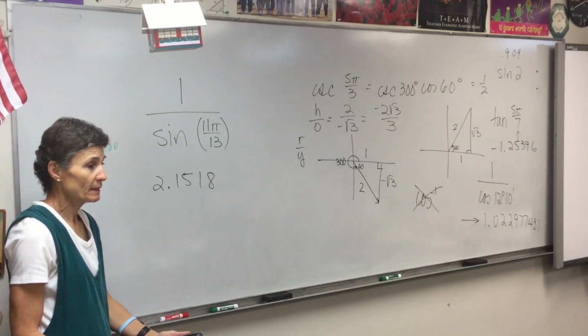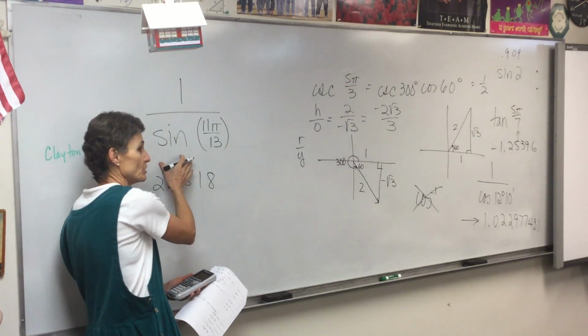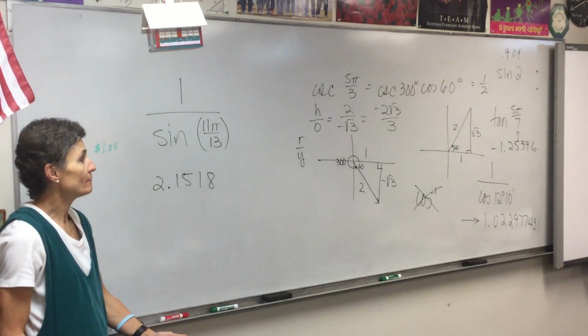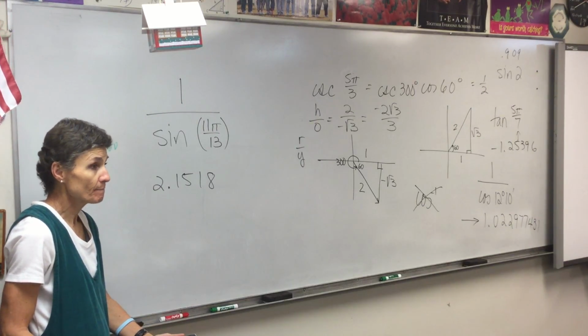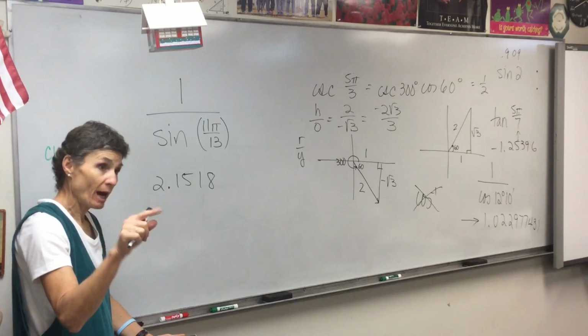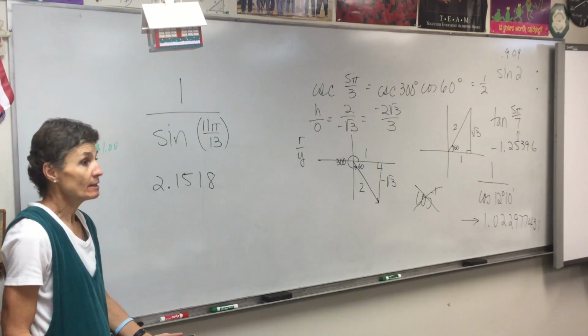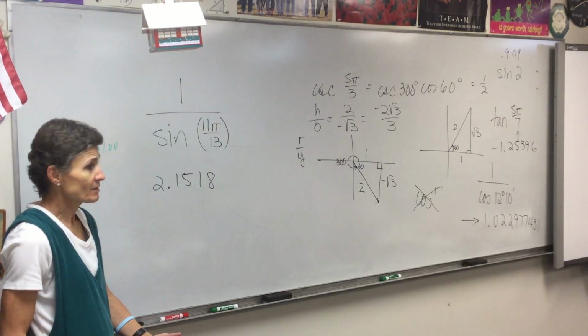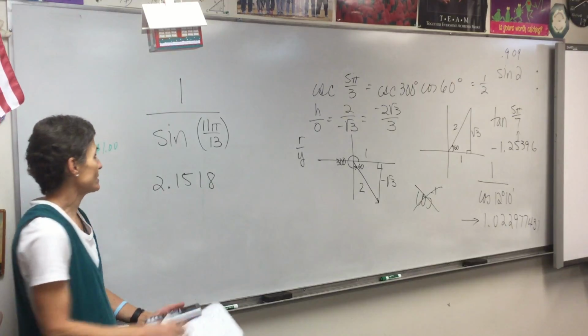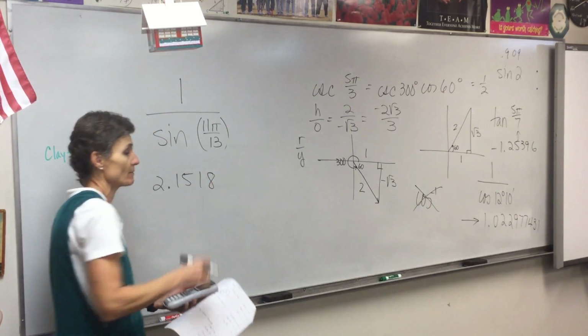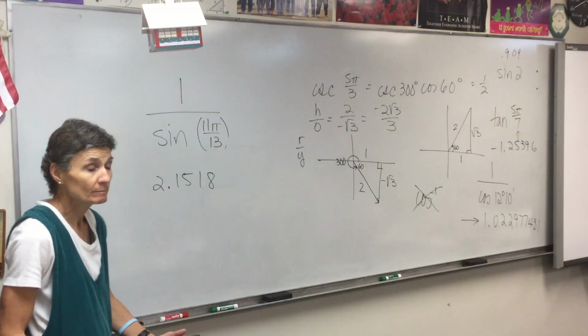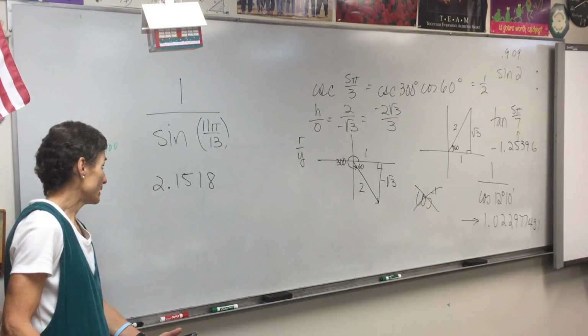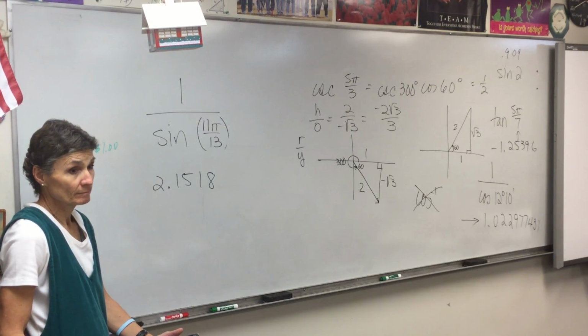If you don't, type it in again, type exactly what you see up here. 1 divided by sine 11 pi button divided by 13. Don't put in any extra parentheses. You don't need any extra parentheses, just the ones that are around the angle that pop up automatically. Everybody getting 2.1518?